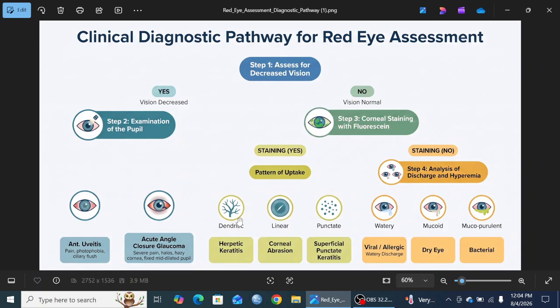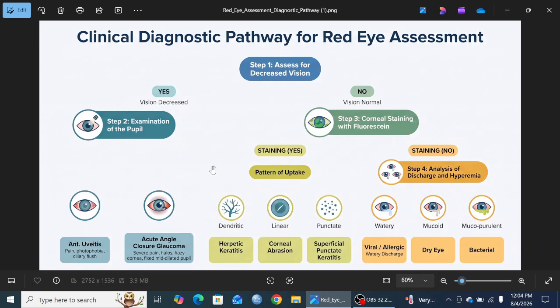How can we confidently tell which patient is safe to treat in primary care, which patient requires urgent referral, and which patient is a true ophthalmic emergency? Today, I'm going to teach you exactly this approach. So, rather than discussing individual diseases, I'd like to look carefully at this flowchart. Don't worry if it looks complicated at first. By the end of this lecture, you will understand it completely.